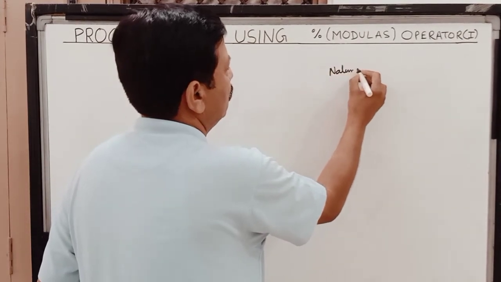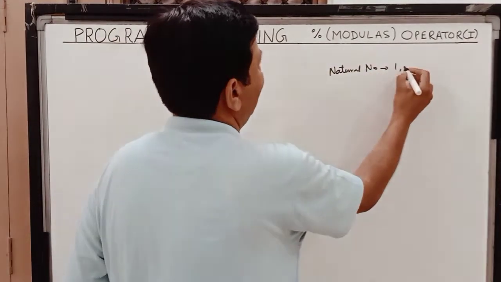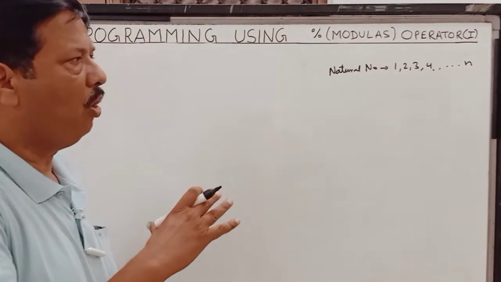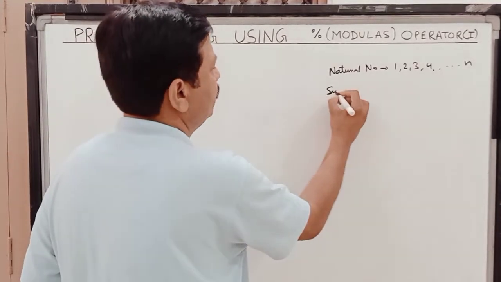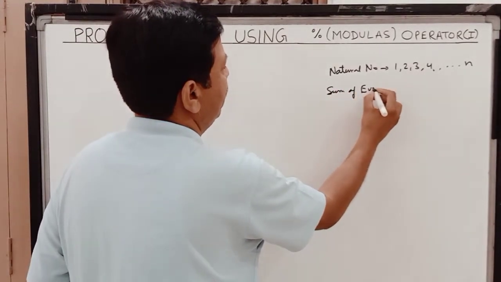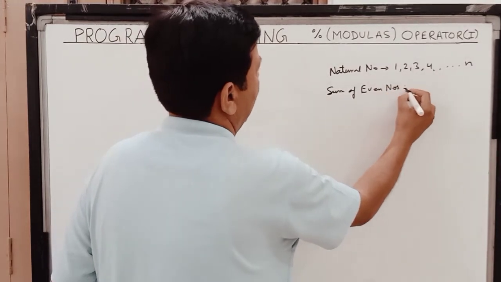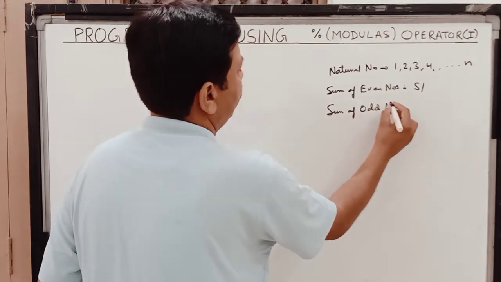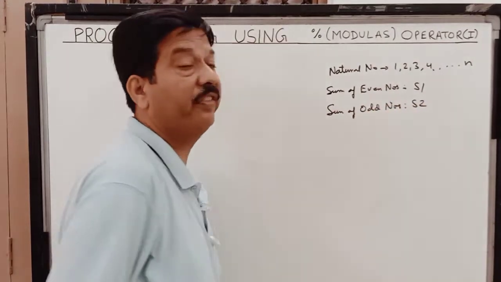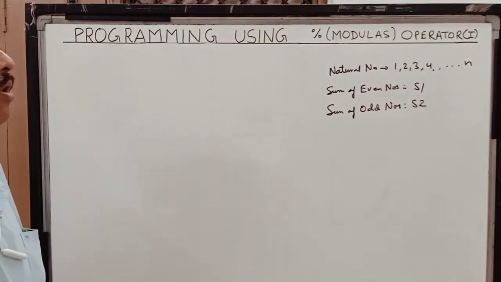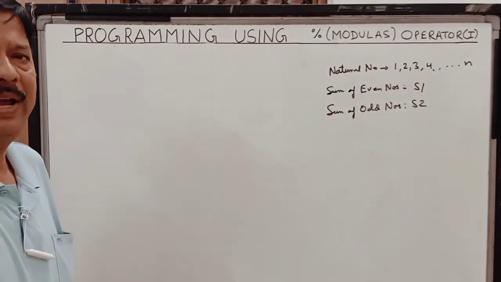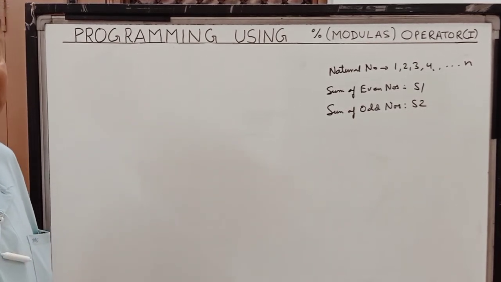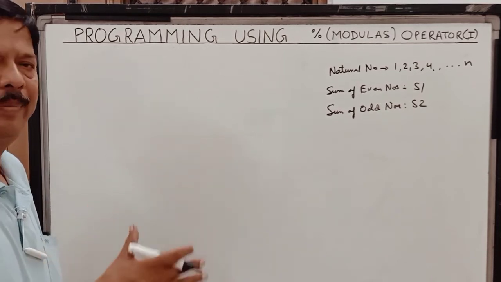So natural numbers from 1 to n are 1, 2, 3, 4 till n. You have to add all the even numbers as S1, and you have to find the sum of odd numbers. This program has come in the board exam in 2006. So we have to generate numbers from 1 to n, natural numbers, and we have to check whether these natural numbers are even or odd, and we have to find the sum of even numbers separately and find the sum of odd numbers separately.